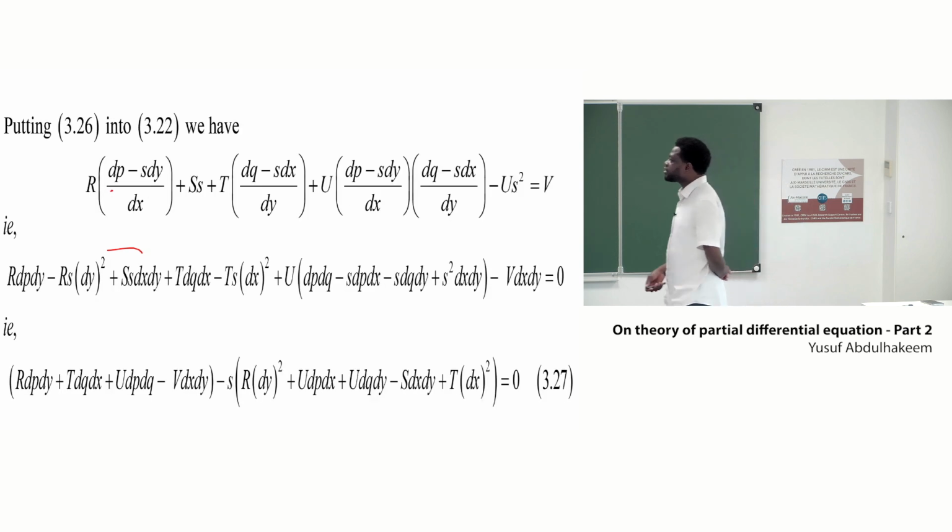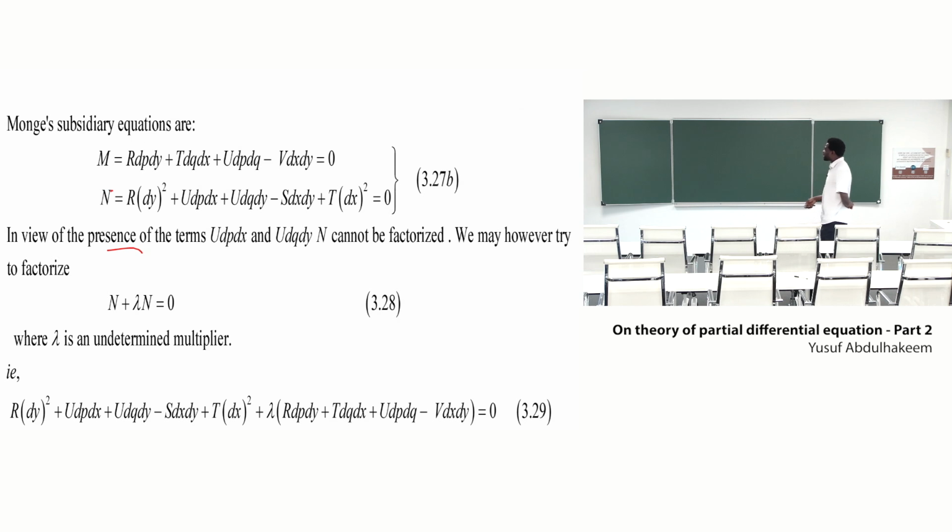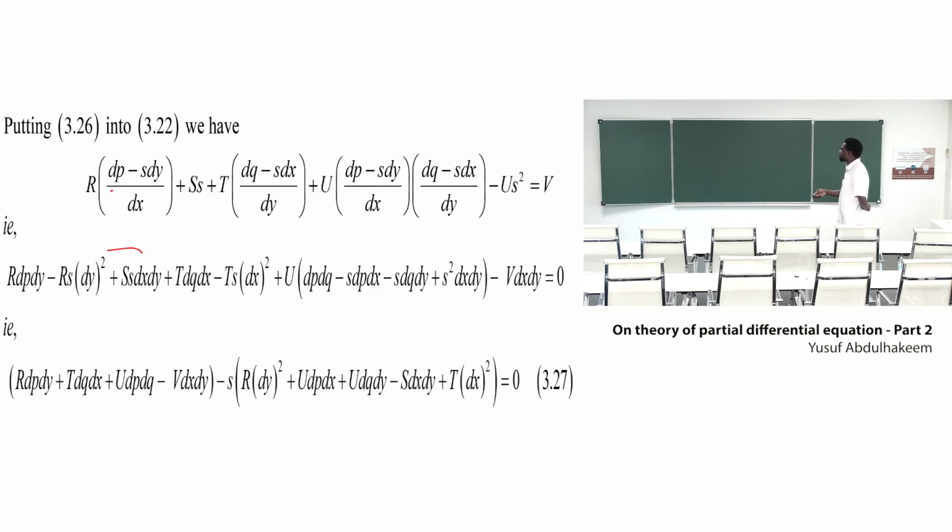Then, putting 3.26 into 3.22, we are now going to put all these into the earlier equation. And doing that, this is what we are going to have.